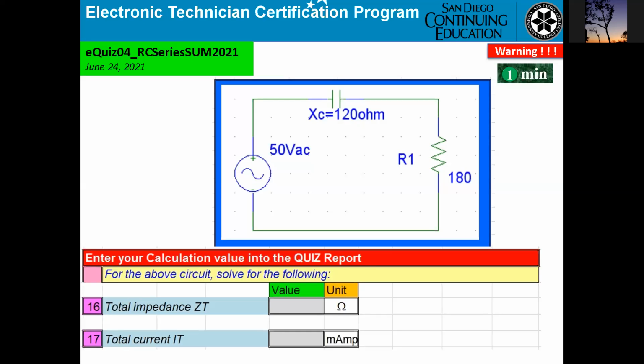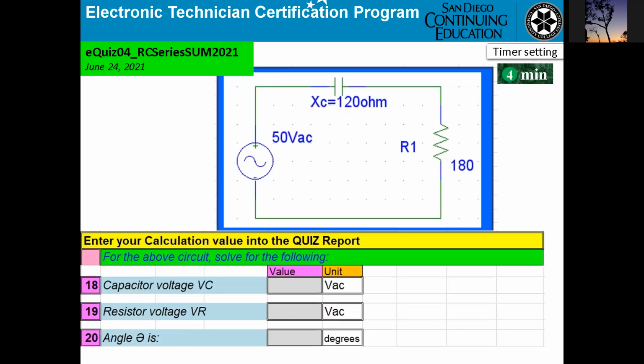It looks like question 16 and question 24 are the same question. You see question number 24? Oh yeah, it's a different circuit once you get to the next one. Oh, okay, sorry. Yes.